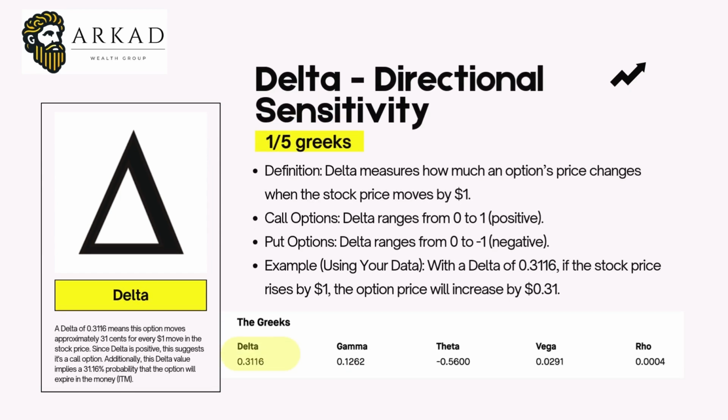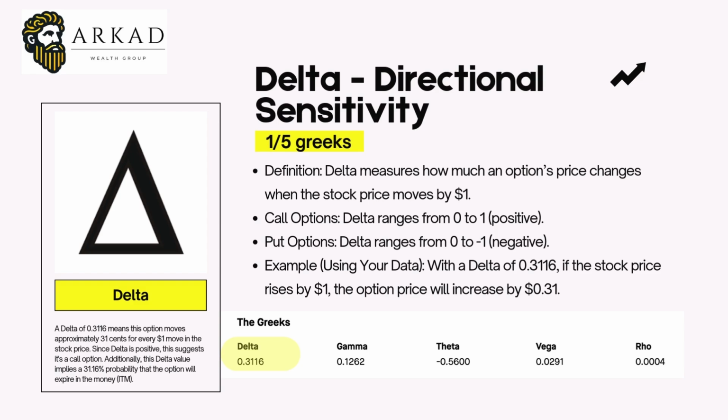First up, we're going to talk about Delta. This measures how much an option's price changes when a stock price moves by $1. For call options, Delta ranges from 0 to 1, meaning the option's value increases as the stock price rises. For put options, it's the opposite. Delta is negative, ranging from 0 to -1, so the option gains value when the stock price drops.